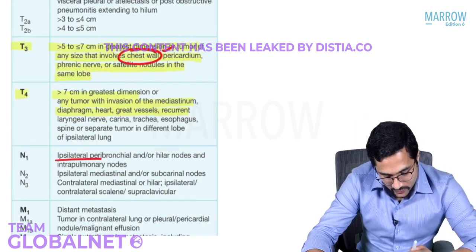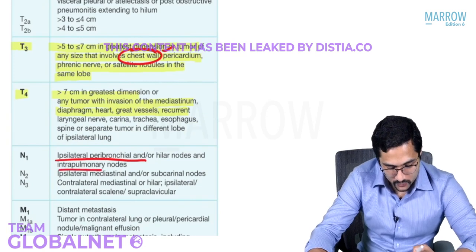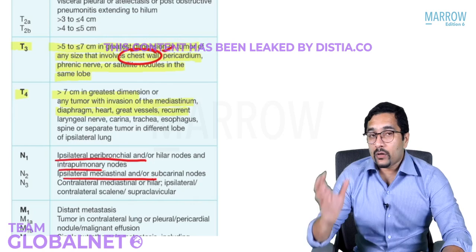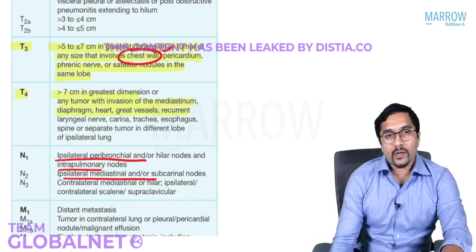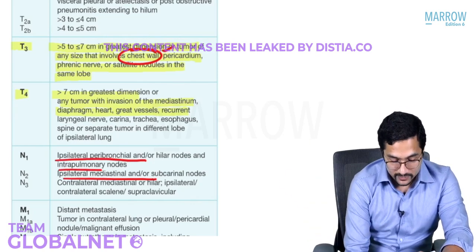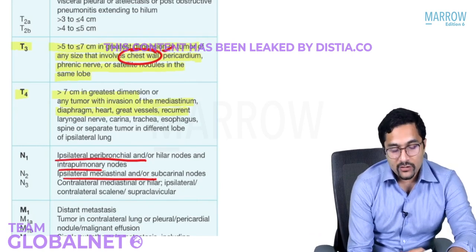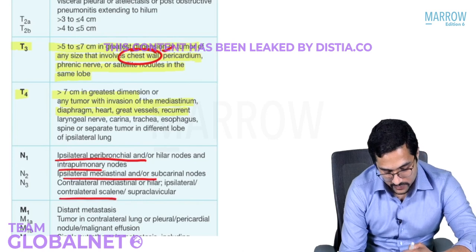N1 is ipsilateral peribronchial or hilar lymph nodes and N2 is mediastinal or subcarinal. I already told you the stations when I was telling you about the surgical anatomy at the starting of this module. N3 is the presence of contralateral mediastinal or hilar lymph nodes.